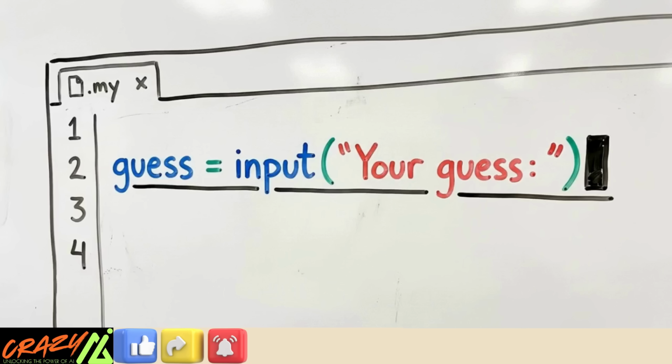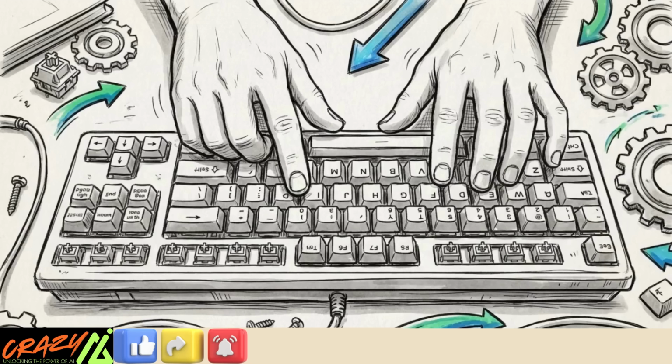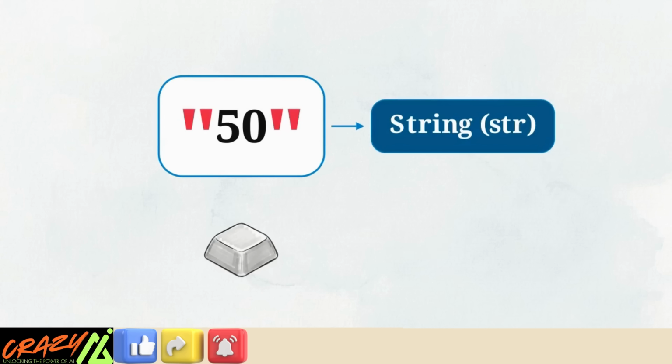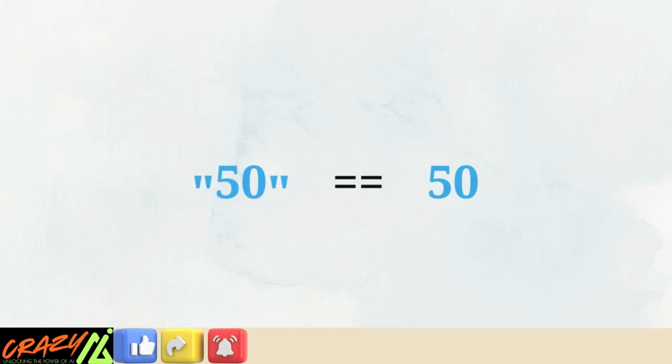Inside the loop, we type guess equals input and add our prompt text. This built-in function halts the program and waits for the player to type something on their keyboard. There is a catch here. The input function always captures keyboard strokes as text, a string of characters, even if the user types a number. The computer cannot mathematically compare the word 50 to the integer 50.